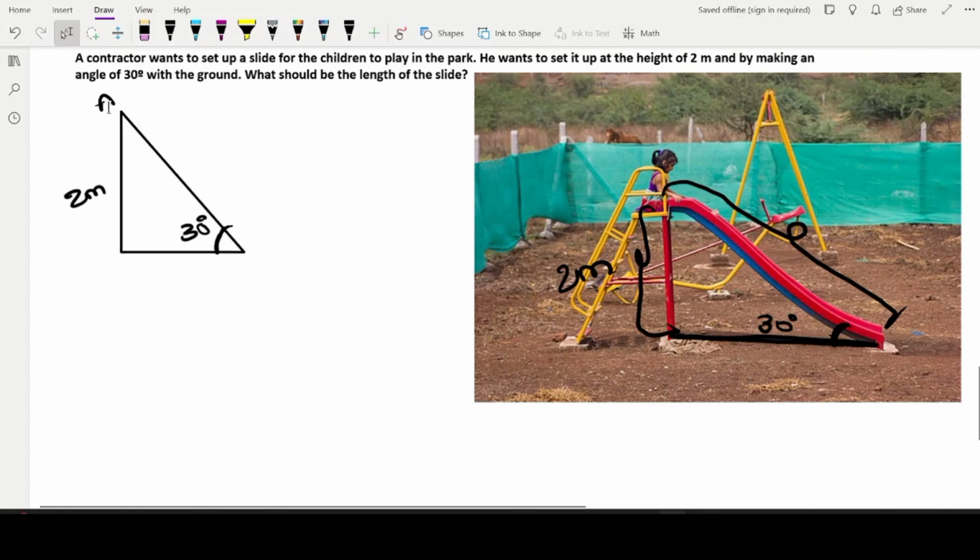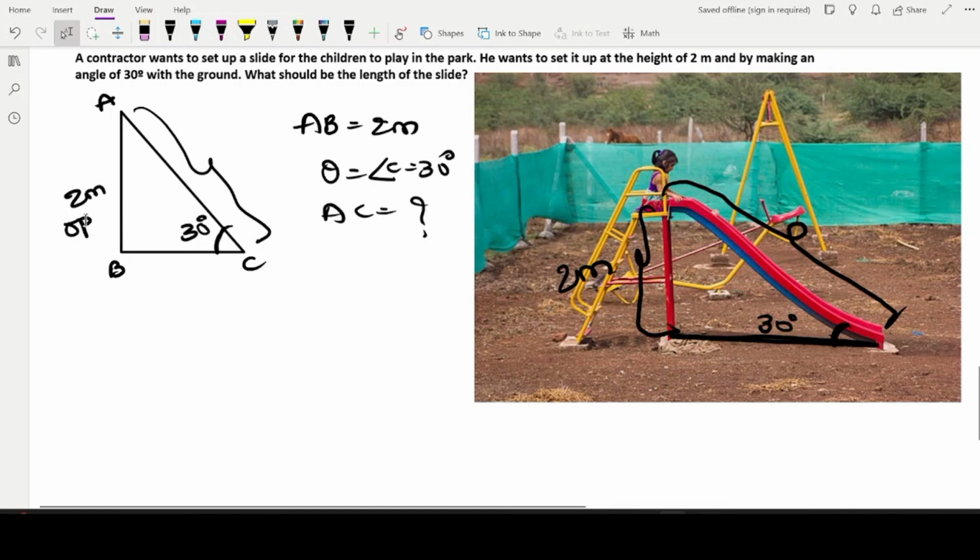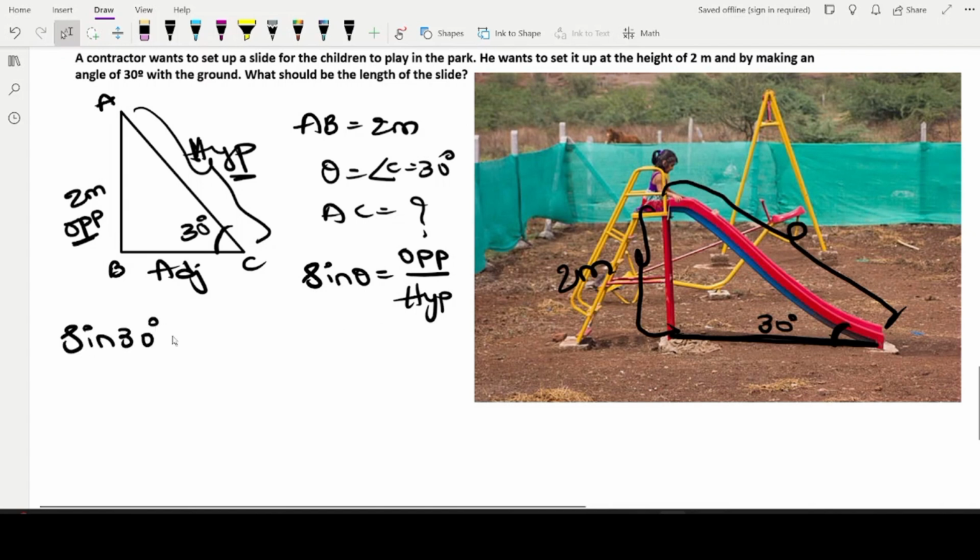Now let us name these points A, B, C. So given AB equals 2 meters and the angle he has given, angle C, equals 30 degrees. Now he's asking us to find the length of AC. If this is the angle, this would be the opposite side, the slant part becomes the hypotenuse and this is the adjacent side. And we know the trigonometry ratio used to combine both opposite side and the hypotenuse would be sine theta equals opposite side divided by hypotenuse. So sine 30 degrees equals, what is opposite? It is AB divided by, what is hypotenuse? It is AC.